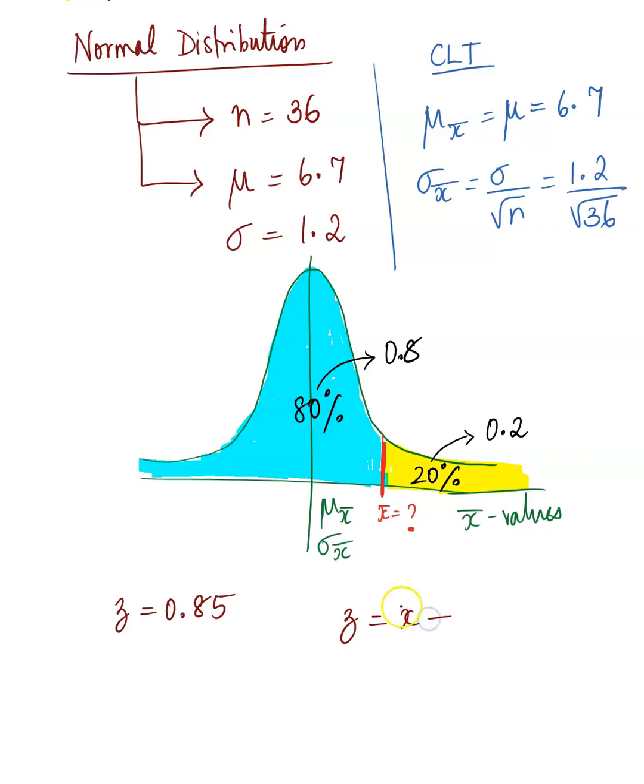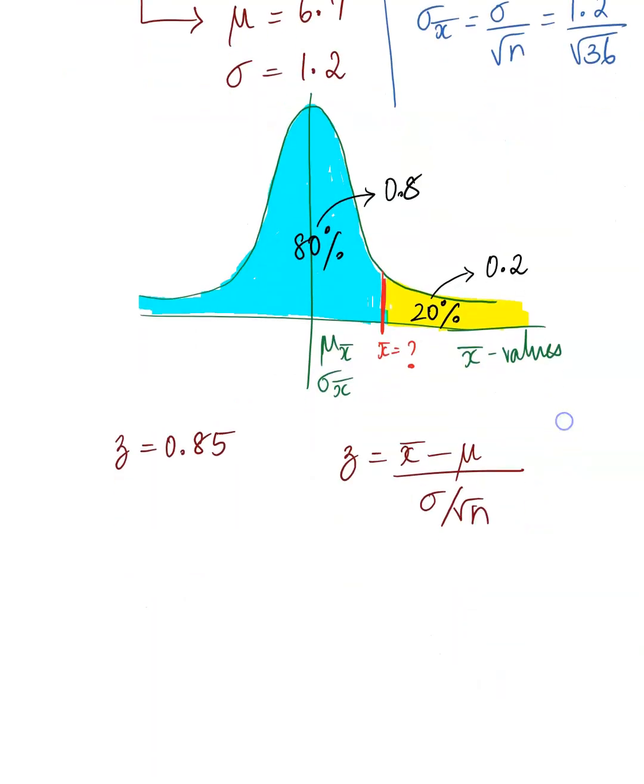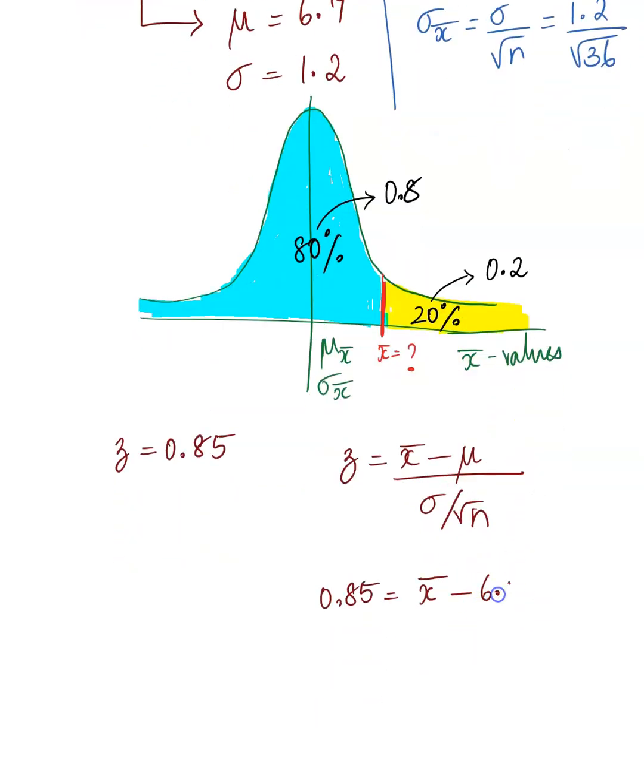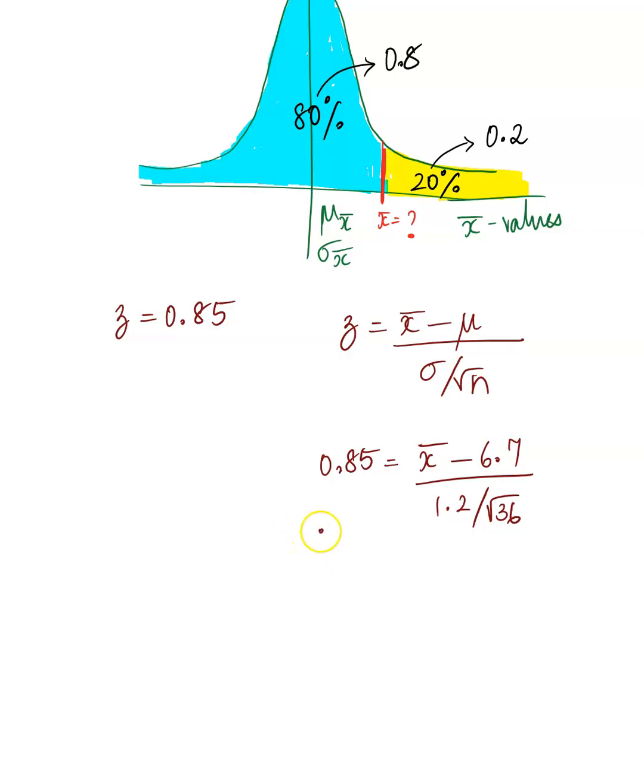by the way, remember the conversion would slightly change because it was x bar minus mu over sigma over root n, right? So here you're going to plug in z as 0.85. X bar is what you're trying to find. Mu would be 6.7. And sigma over root n is 1.2 over root 36. So you have to basically rearrange this. When you rearrange this, you get x bar equals 6.7 plus 0.85 times 1.2 over root 36. That's the math part there, right?